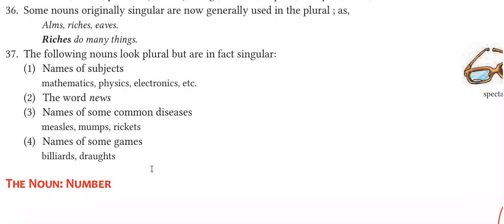The following nouns look plural but are in fact singular. The names of subjects, for example mathematics, physics, electronics: these are singular subjects. And the word news is singular. Please use a singular verb with this when it comes up. Names of some common diseases: measles, mumps, rickets. Names of some games: billiards and draughts.